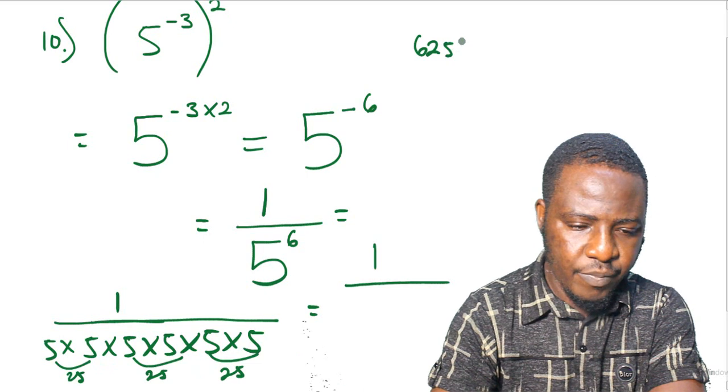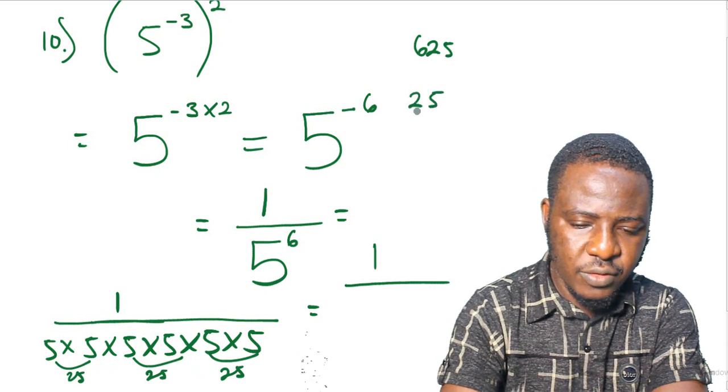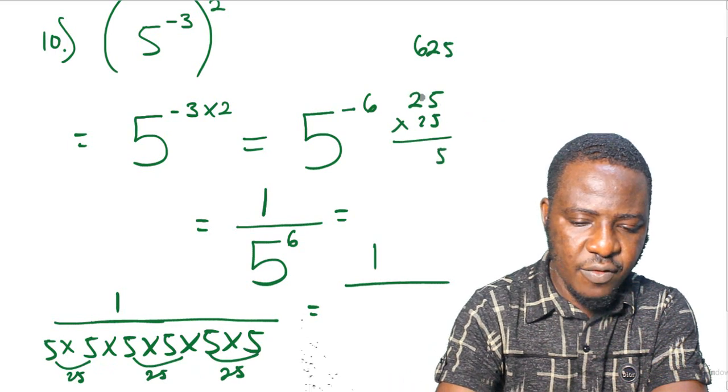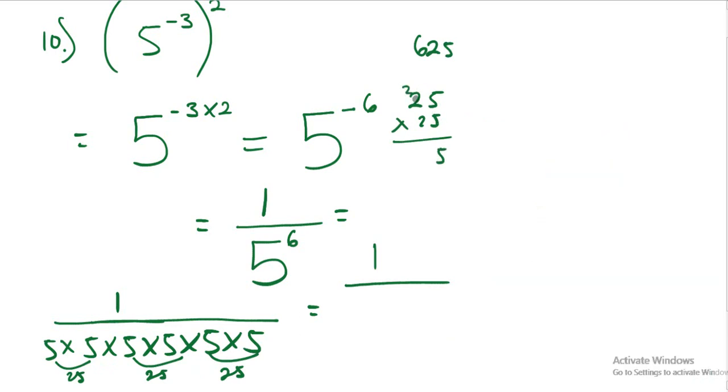625, I think so. Let's see. 25 by 25. 5 times 5 is 25. Carry 2. 2 times 5 is 10, 12. Then 2 times 5 is 10. Carry 1. 2 times 2 is 4 plus 1 is 5. Yes, it is 625.